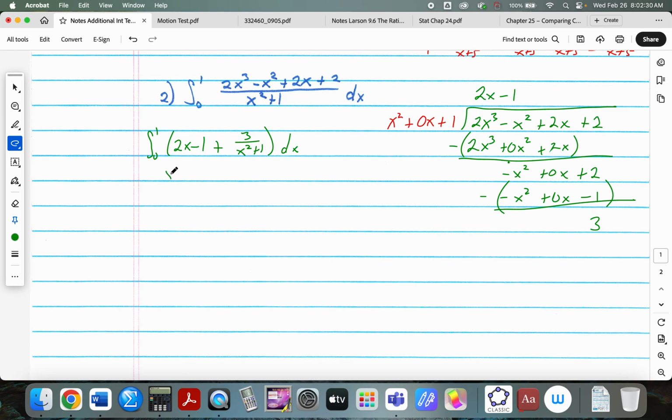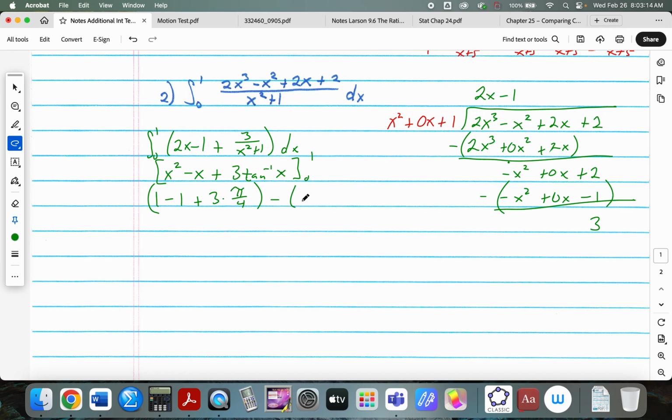So antiderivatives, we'll have x squared minus x plus, do you recognize this antiderivative? Tangent inverse. Yeah. So that'd be 3 tangent inverse of x. And we want to evaluate all of this from 0 to 1. So it's going to be 1 minus 1 plus 3 times tangent inverse of x. Where is tangent equal to 1? Pi over 4. So the tangent inverse of 1 is pi over 4.